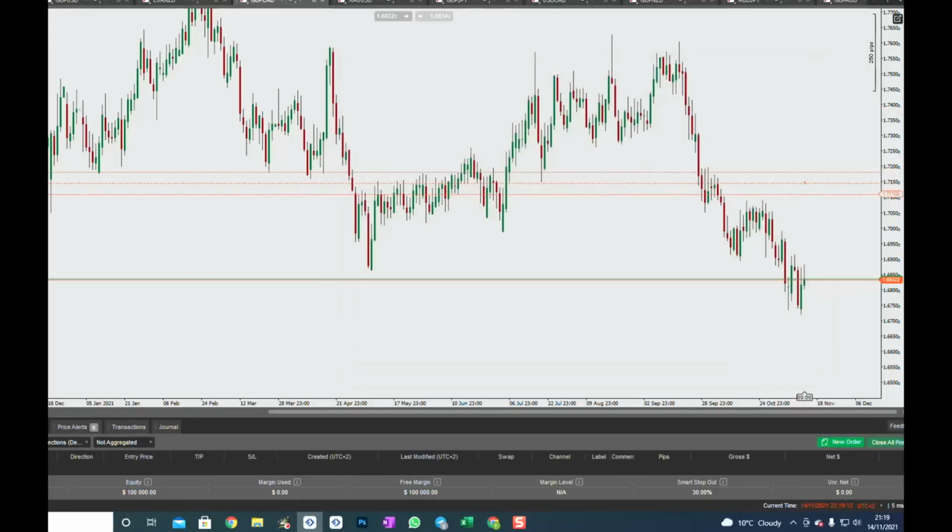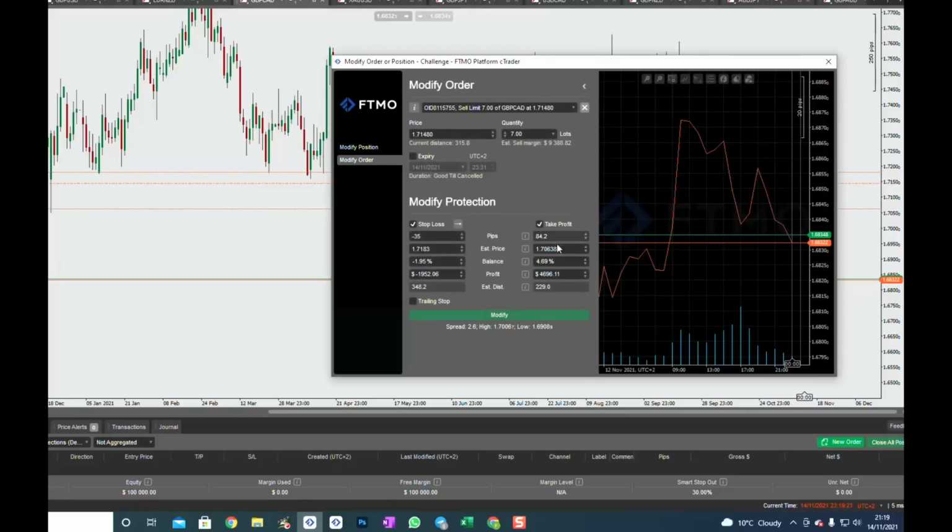Okay, so I could aim for a second target, which is around here, and that will give me 1 to 2.5, almost 5%. Let's set the take profit here for now, and we'll take partials at the first target and see how we get on.